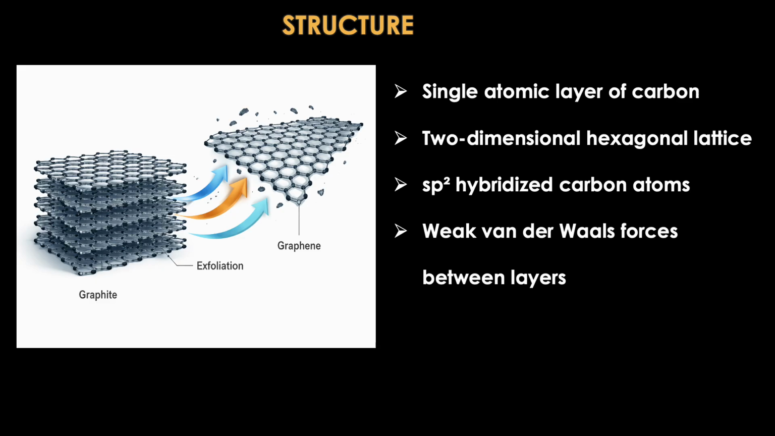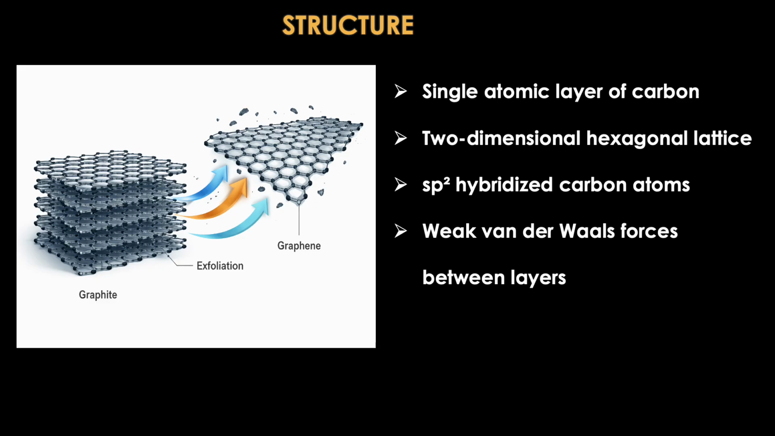In nature, graphene does not usually exist as an isolated layer. Instead, multiple graphene sheets stack together to form graphite. Within each graphene layer, the carbon-carbon bonds are very strong. However, between adjacent graphene layers, the interaction is governed by weak van der Waals forces. These weak interlayer forces are much weaker than the covalent bonds within the graphene plane.